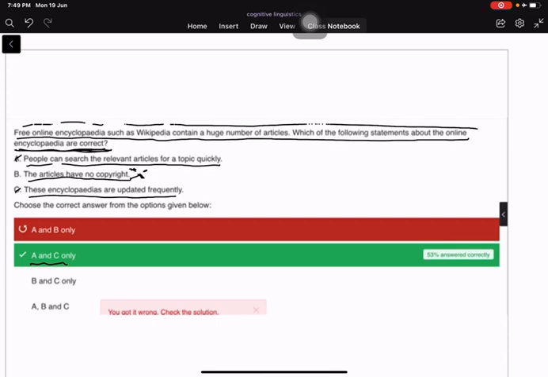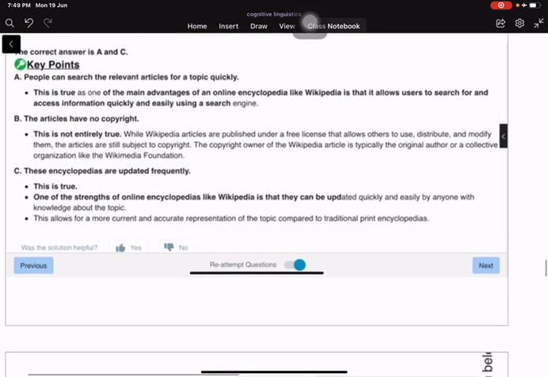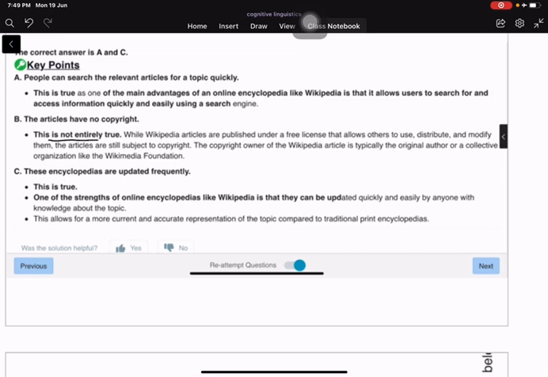So it is incorrect to say that the articles have no copyright. This is not entirely true. While Wikipedia articles are published under a free license that allows others to use, distribute, and modify them, the articles are still subject to copyright.